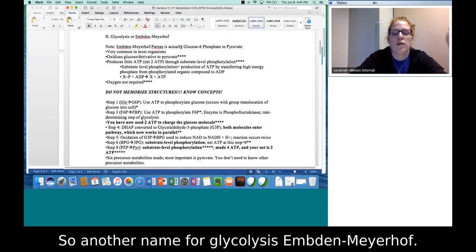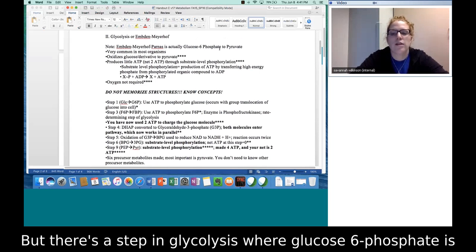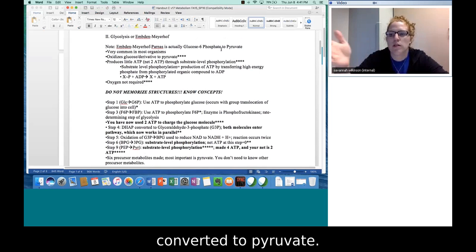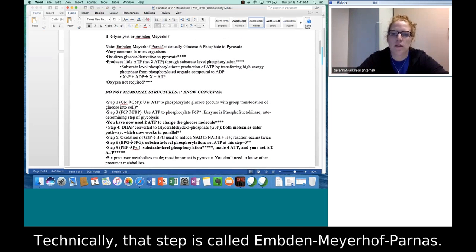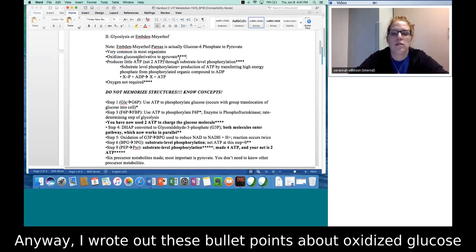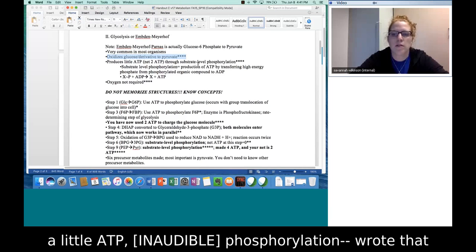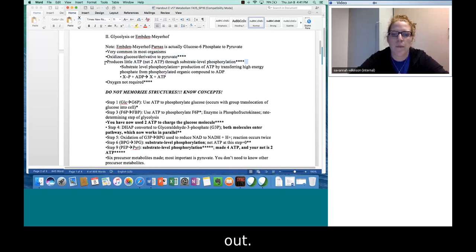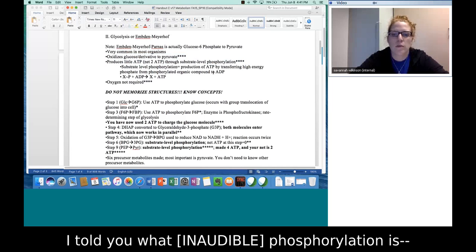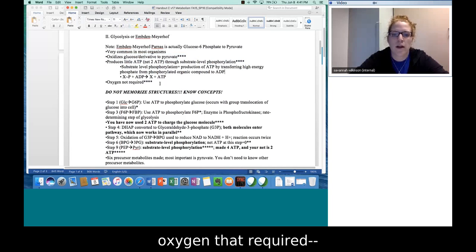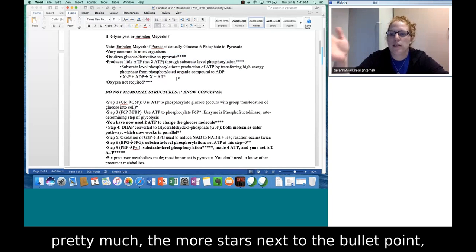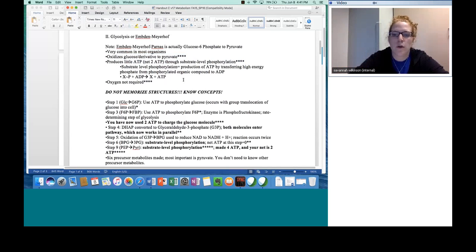So another name for glycolysis is Embden-Meyerhof, but there's a step in glycolysis where glucose 6-phosphate is converted to pyruvate. Technically, that step is called Embden-Meyerhof-Parnas. Anyway, I wrote out these bullet points about oxidized glucose or derivative to pyruvate, produces a little ATP through substrate level phosphorylation. I told you what substrate level phosphorylation is, oxygen not required. Pretty much the more stars next to the bullet point, the more important it is for you to know.